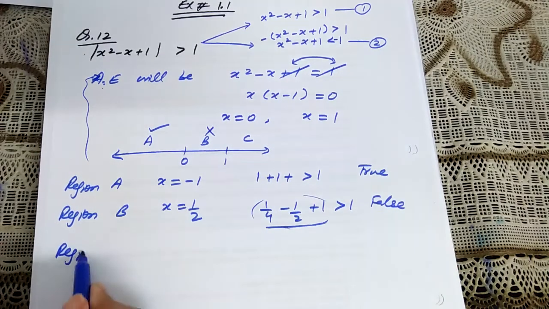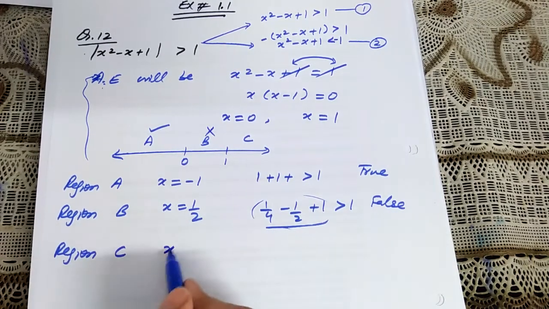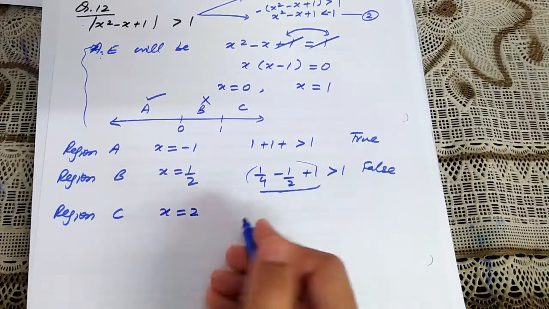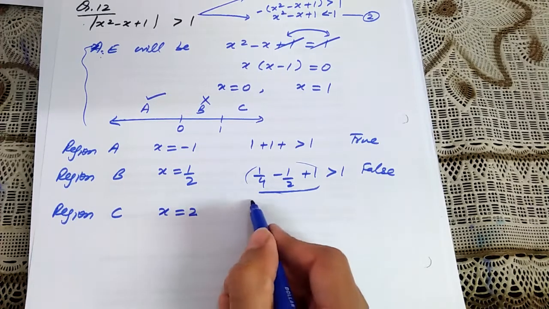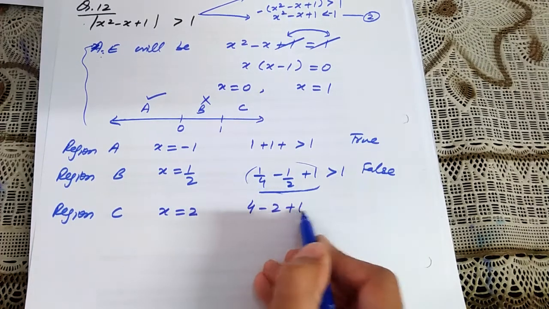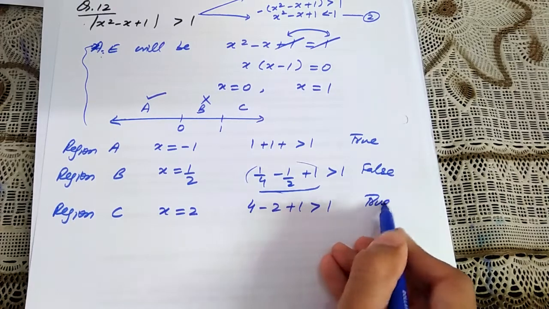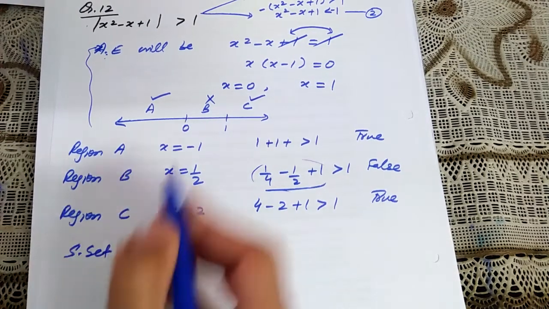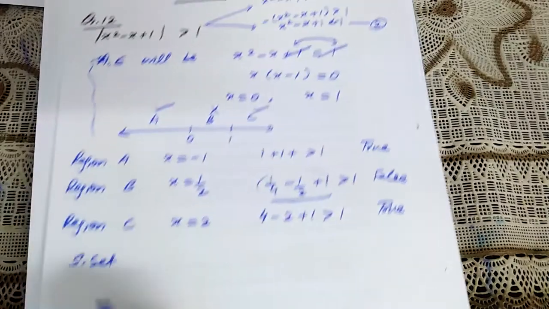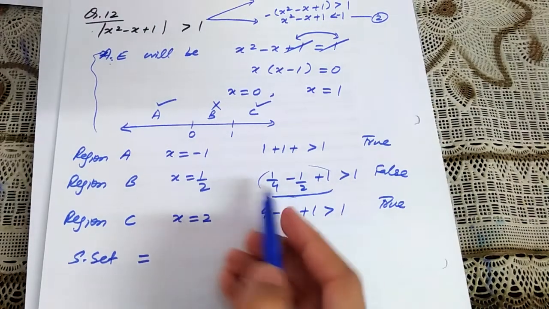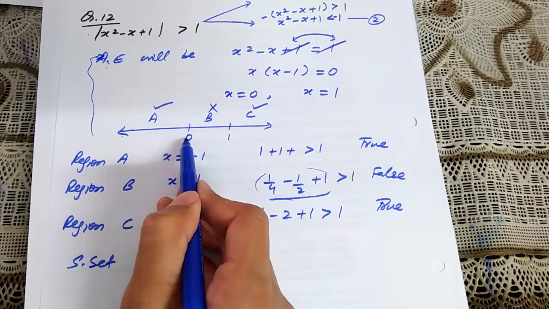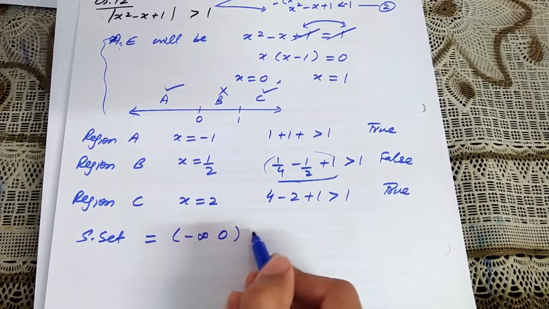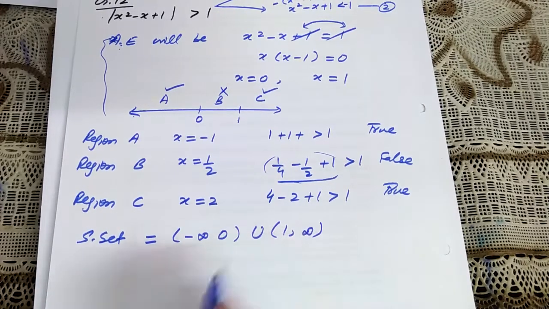Now for region C, let x equal 2, greater than 1. Take any value that is greater than 1. Let x equal 2, put it in inequality 1. We get 4 minus 2 plus 1 is greater than 1. That is true, so region C is included. So the solution set for the first inequality will be minus infinity to 0 and 1 to infinity. We can write it as minus infinity to 0 union 1 to positive infinity.